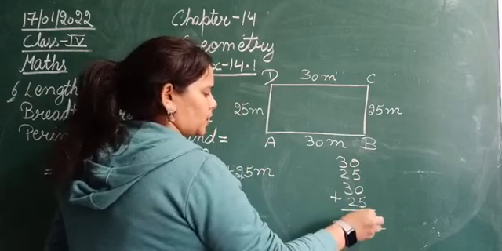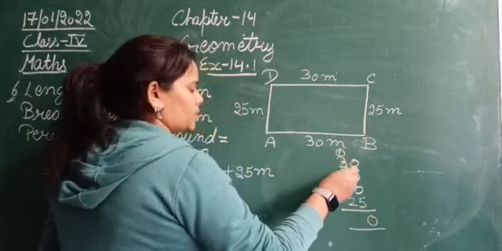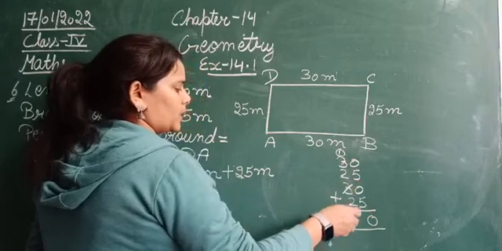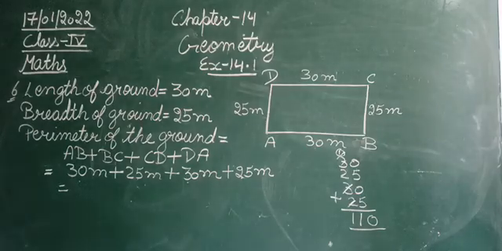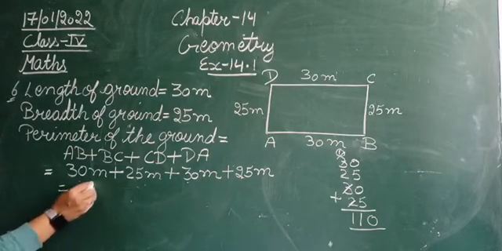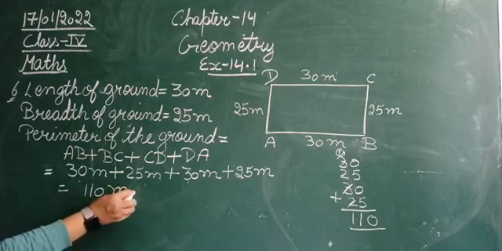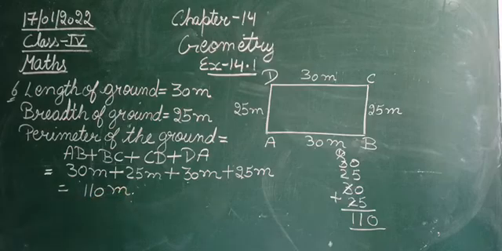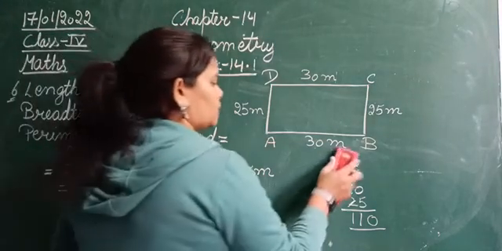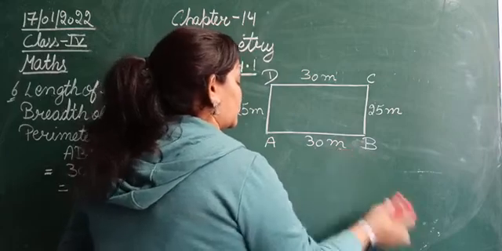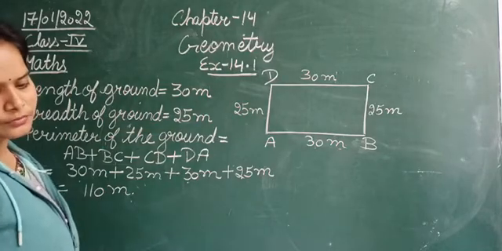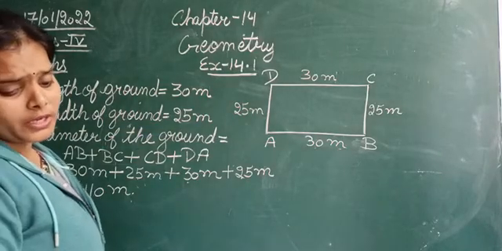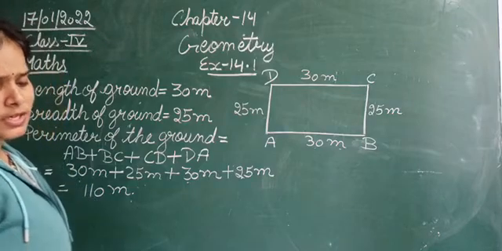Okay, this is 10, 0, 1. 3 plus 2, 5. 5 plus 3, 8 plus 2, 10 plus 1, 11. That is 110 meter. This is 110 meter. So the perimeter of this rectangular ground is 110 meter. Now the question was, find the total length of boundary wall needed to fence this ground.